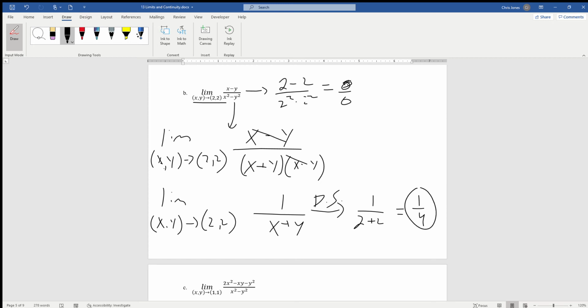Of course, we can verify this using a table of values. However, this is much more efficient and also more accurate, because then we don't have to guess as to what's going on from both sides, or all four sides in this case.